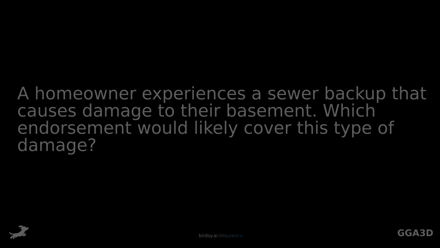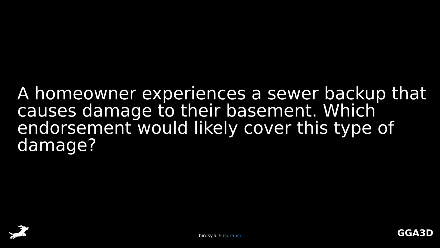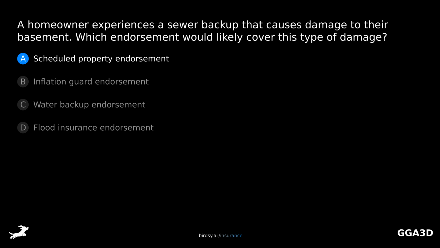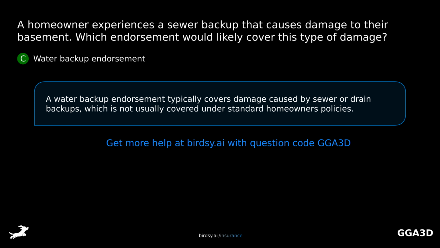value. A homeowner experiences a sewer backup that causes damage to their basement. Which endorsement would likely cover this type of damage? Is it A, scheduled property endorsement, B, inflation guard endorsement, C, water backup endorsement, or D, flood insurance endorsement? The answer is C, water backup endorsement. A water backup endorsement typically covers damage caused by sewer or drain backups, which is not usually covered under standard homeowners policies.